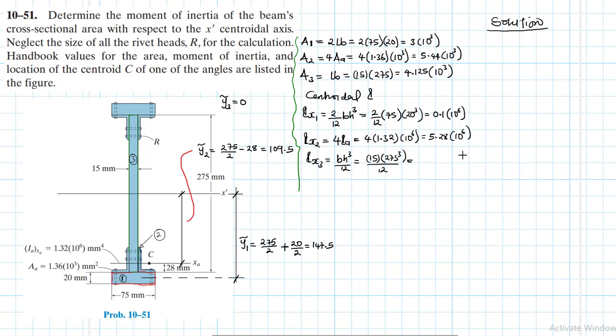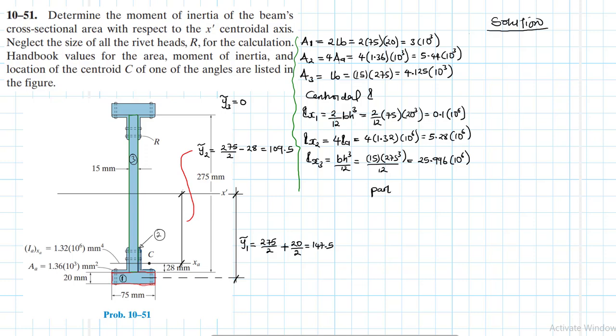Okay, so this one is 25.996 times 10 to the power 6. This is about it, right? So what we need to do now is to just draw a table, because we're just finding the moment of inertia about the x prime. Okay, so we have everything, so let's draw the table.